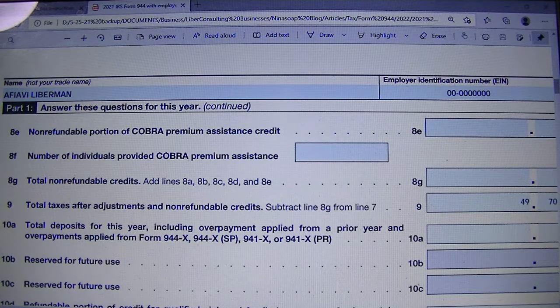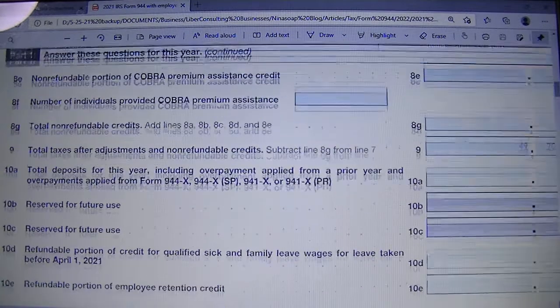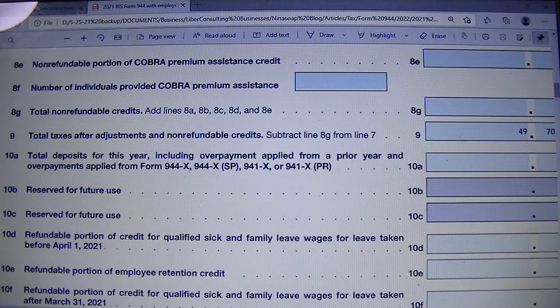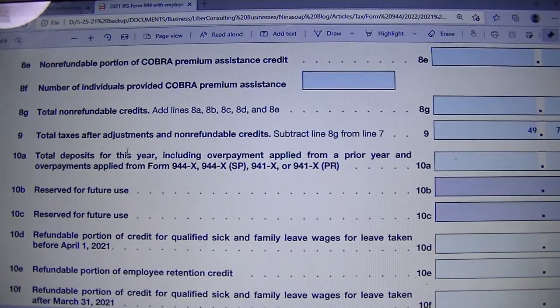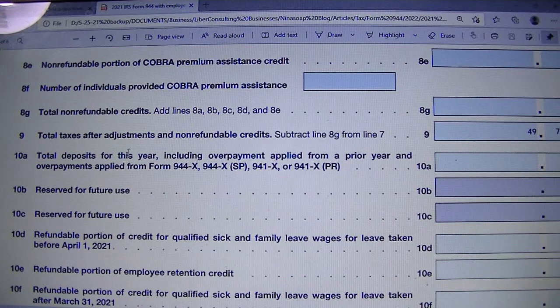For non-refundable credits, and then we go to line 9. So line 9, total taxes after adjustment and non-refundable. So line 9 needs to have something there. If yours is 0, you have to enter 0. You don't leave it blank.